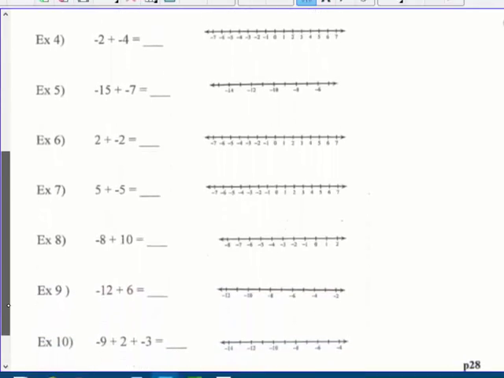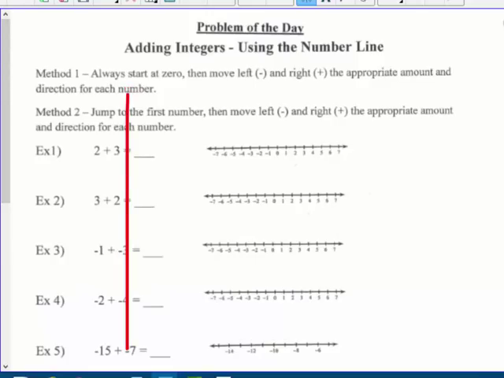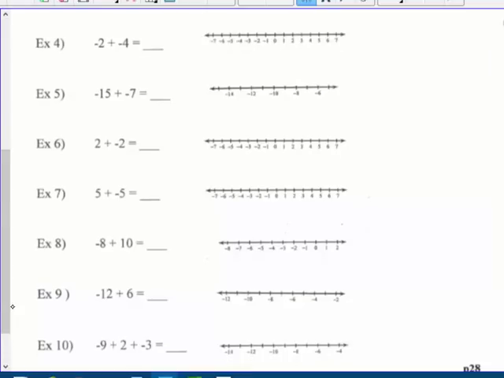Number 5 says negative 15 plus, and it's supposed to be positive 7. So we're going to change number 5 to negative 15 plus 7. You also need to add on to this number line here because it doesn't start at 0, and I would like you to always start at 0. So I'm numbering every 2 of them just like they did. So starting at 0, negative 15 plus 7 in number 5.